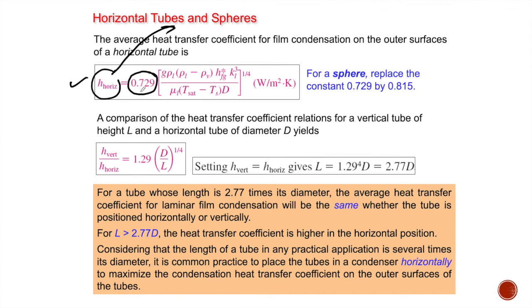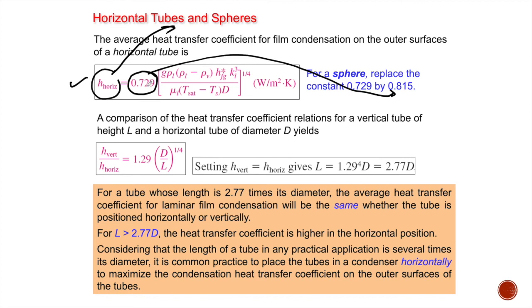For the horizontal tubes, we will use 0.729. If we have a sphere, then we go to 0.815. So take out 0.729 and replace it with 0.815. For the horizontal tubes and sphere, you do not need to assume wavy lamina, turbulent, or wave-free. You will directly use this equation.